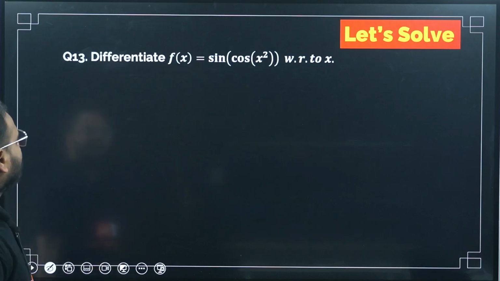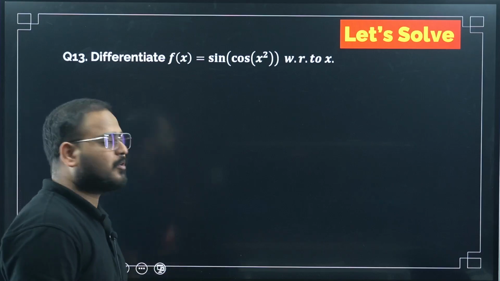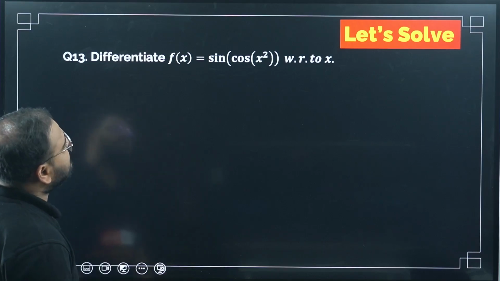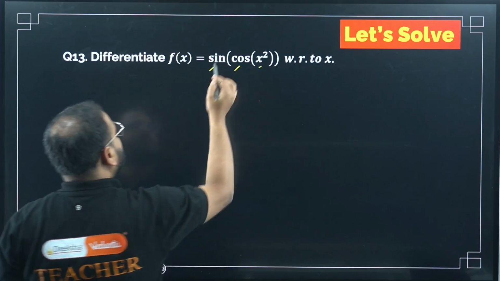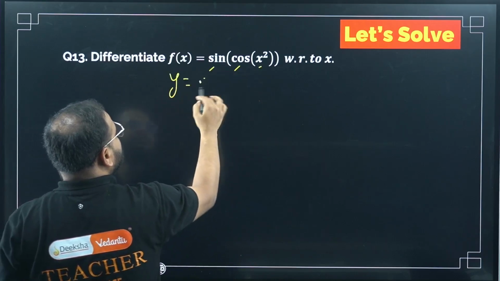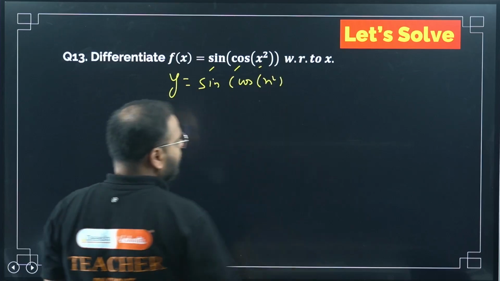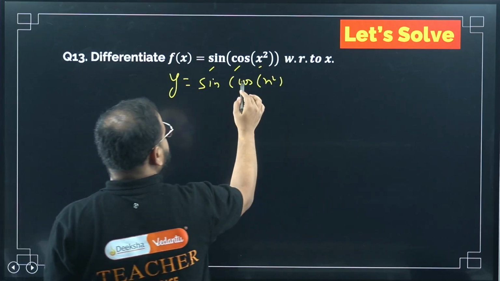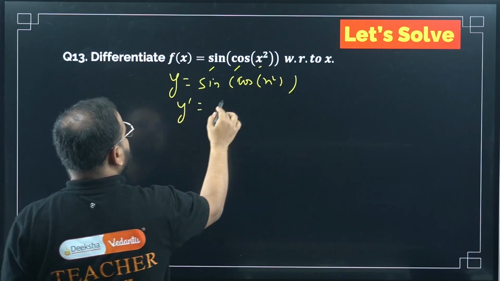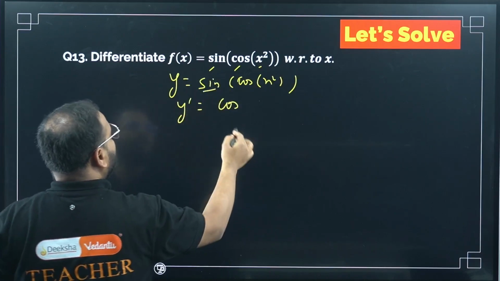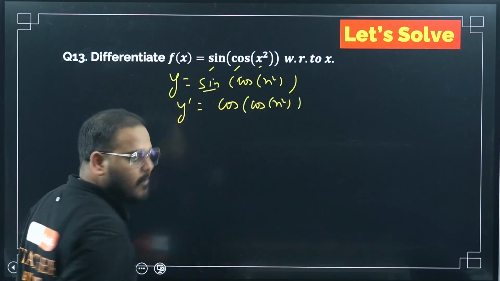Okay, moving on. Question number 13 in the differentiation. Differentiate f(x). Again, chain rule we have to apply. First for sine, then for cos, then for x square. Let's do it. Y equals sin of cos of x^2. Please check here. So first I'll do for sine. Y dash equals cos of cos x^2. Yes or no? First thing is done.